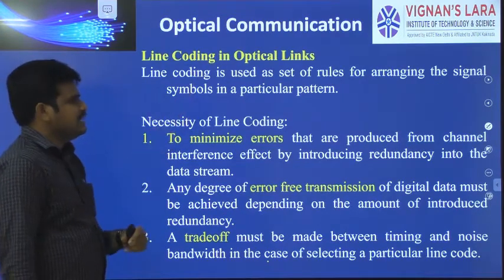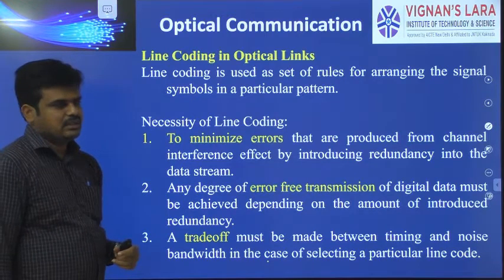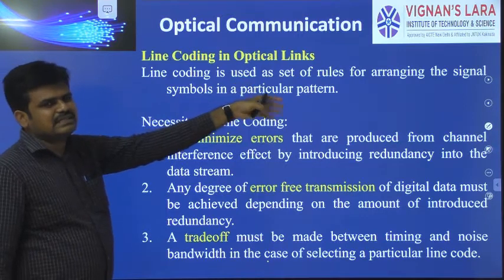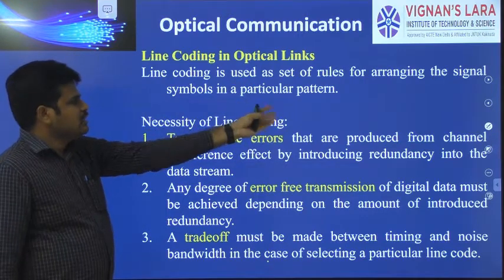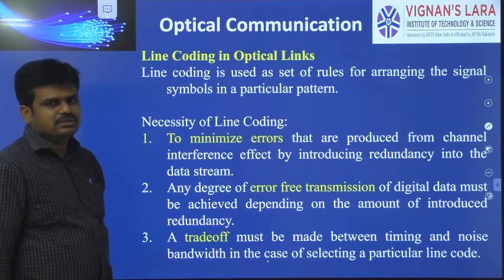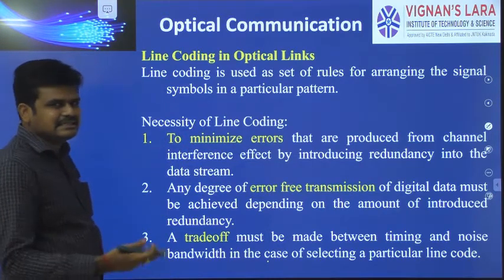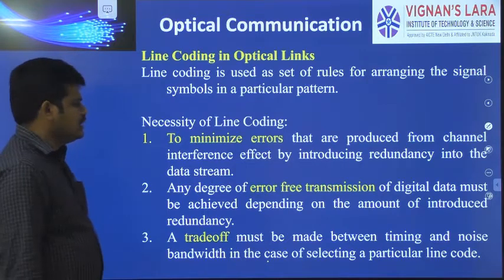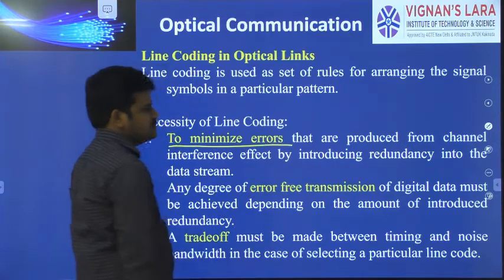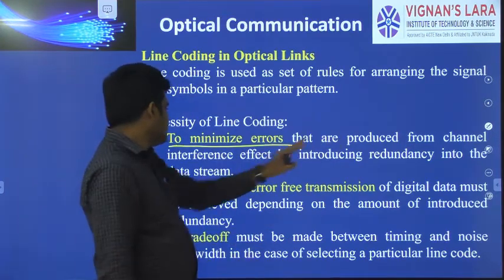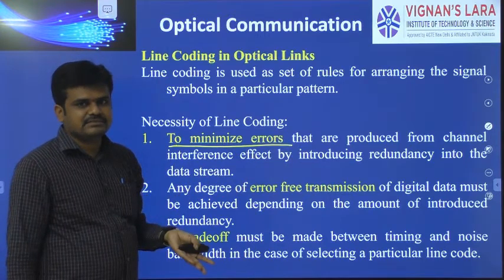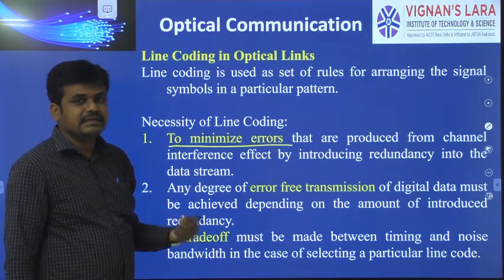Next topic is line coding in optical links. What is the use of line coding? Line coding is nothing but a set of rules to transmit the signal in a particular pattern. What is the necessity of line coding? Line coding is generally used to minimize the errors that are produced from channel interference by introducing redundancy bits.